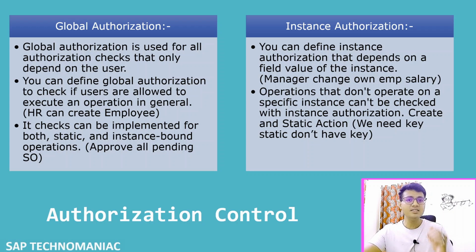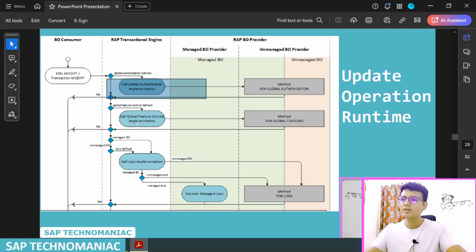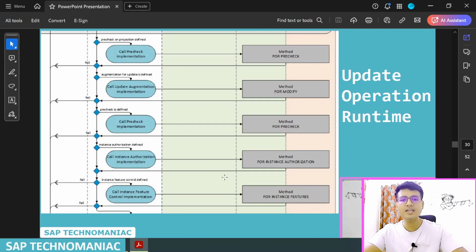The second is instance authorization. Instance authorization is called in the later part of the flow, just before updating the transactional buffer. Let me show you. So we have called the global authorization, global feature control, lock, e-tags, everything is done, and pre-checks are also done, update, augmentation, everything is called.